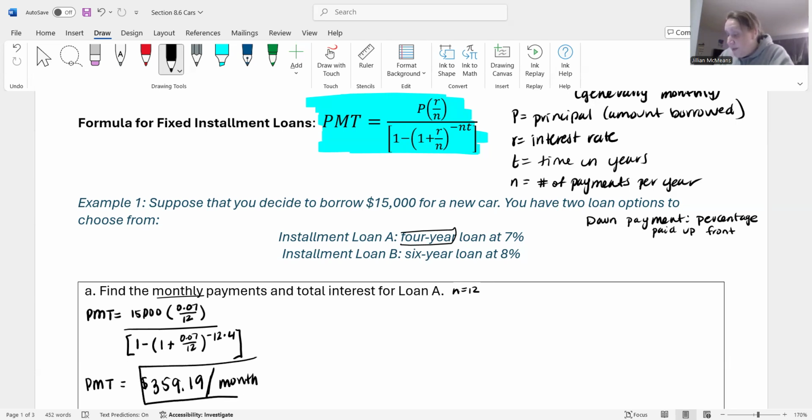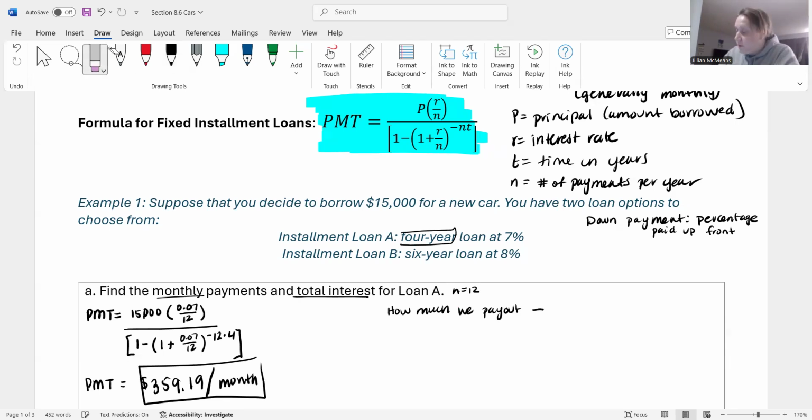All right, now that is not it for Part A. Part A says find the monthly payment and total interest. So how on earth would we figure out the interest? Well, we have to start by figuring out how much we paid out, okay? So it's how much we pay out.